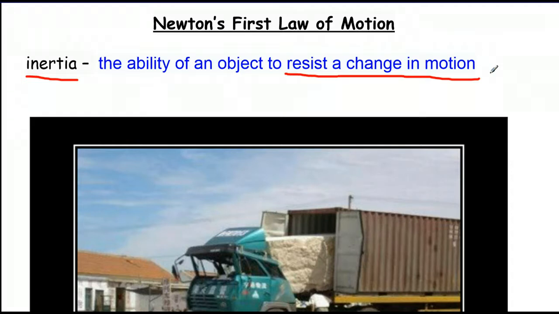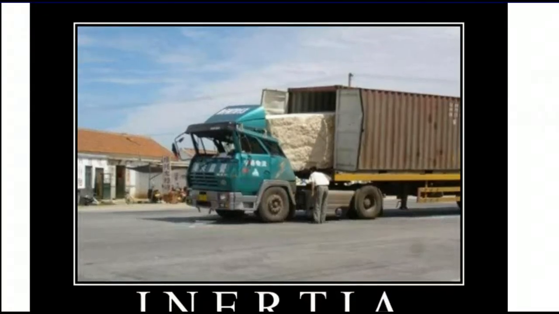So inertia just means it wants to continue doing what it's already doing. So if it's at rest, it likes to stay at rest. If it's moving, it likes to stay moving. And that's what it means by resisting change in motion. I have a couple photos here that are going to help sort of explain that as well.